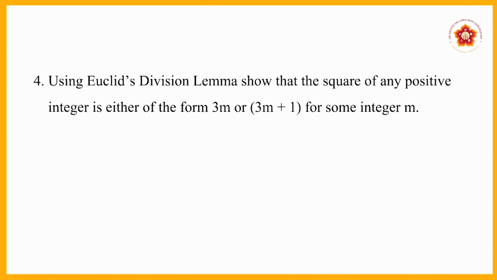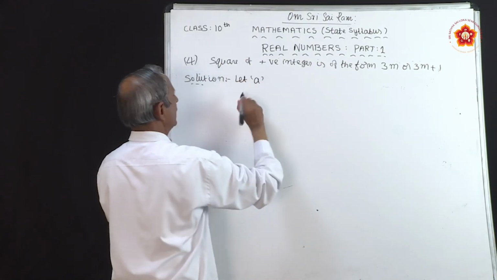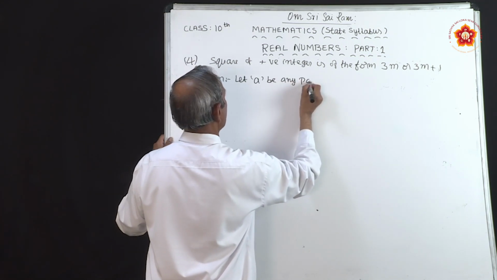Fourth question: using Euclid's division lemma, show that the square of any positive integer is either of the form 3m or 3m plus 1 for some integer m. Let us find the solution now. Here let us assume that a is any positive integer.